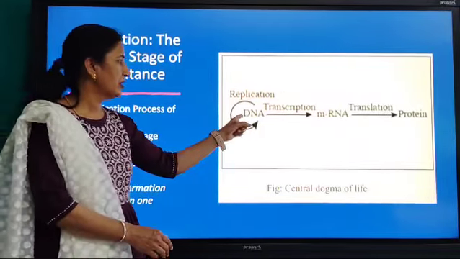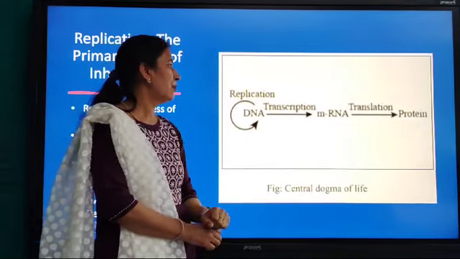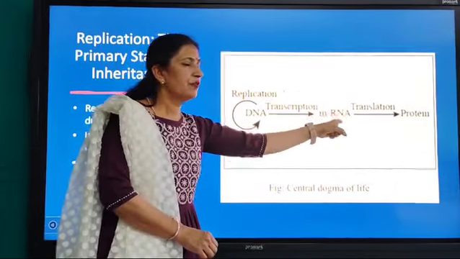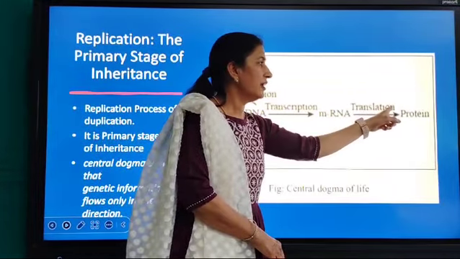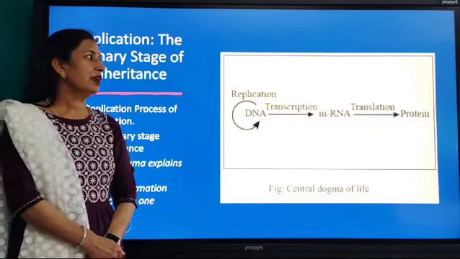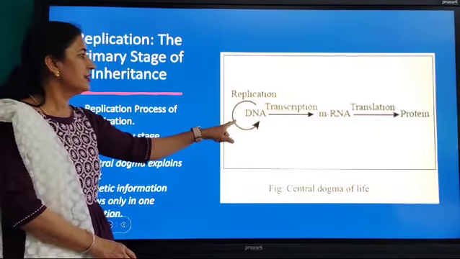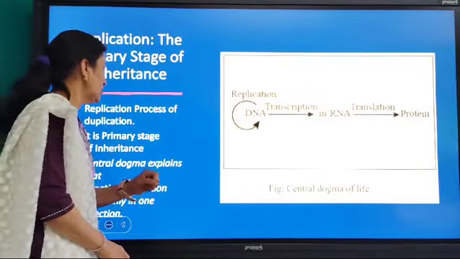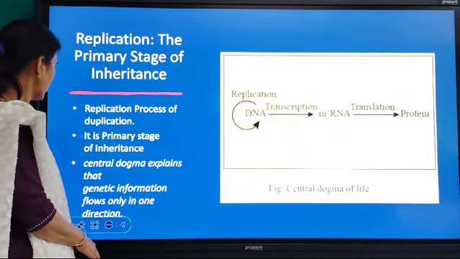You can see from this figure, from the DNA, by replication, new DNA is formed. Then this DNA undergoes transcription and forms messenger RNA. Then messenger RNA undergoes translation and proteins are formed. Proteins will control the characteristics of an organism. That is, if there is a change in the DNA, then there will be a change in the protein, and ultimately it will change the characteristics of an organism.